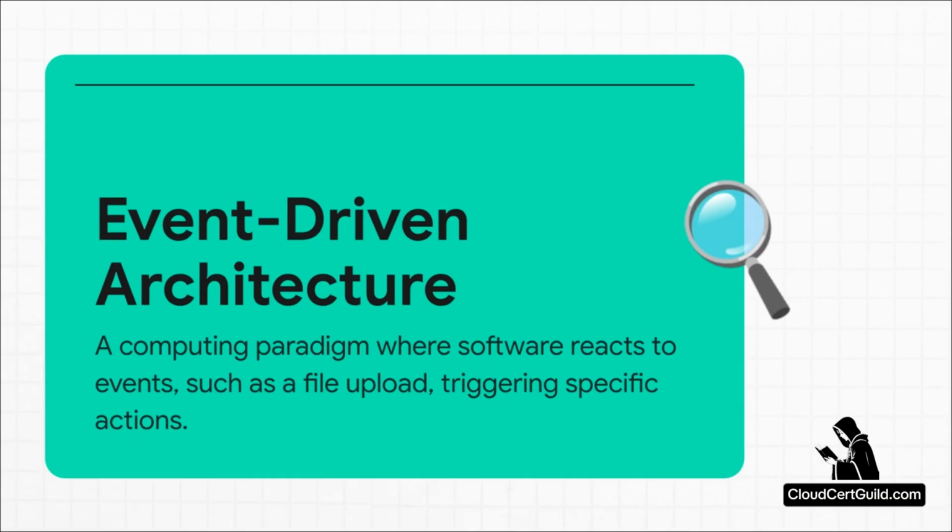So instead of a user clicking a button to kick something off, the whole process is triggered automatically by an event. An event could be anything: a new photo being uploaded, a new message showing up at a queue, a record changing in a database. It's a really powerful way to build modern systems.